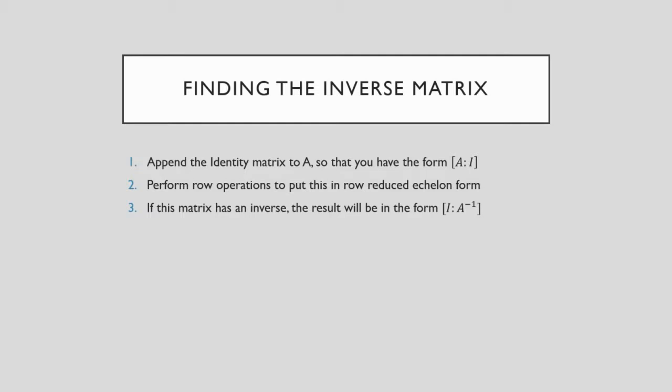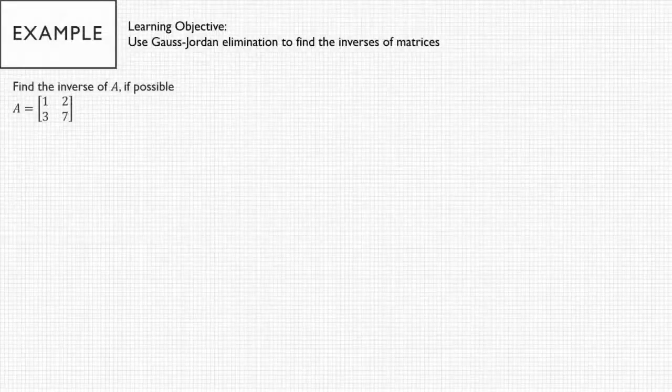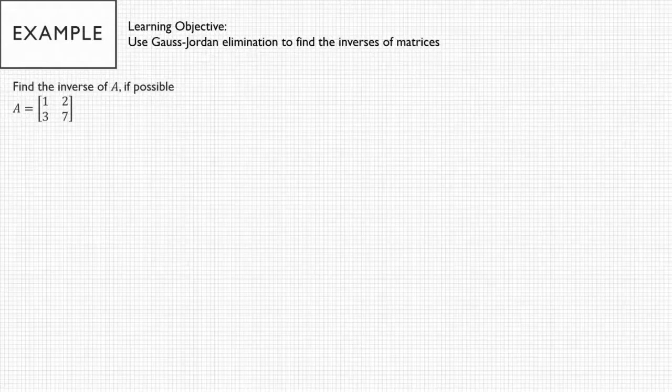So I'm going to demonstrate this process so that you have an understanding of how this works. We use Gauss-Jordan elimination here to find the inverses of matrices. So we have a matrix A: 1, 2, 3, and 7.